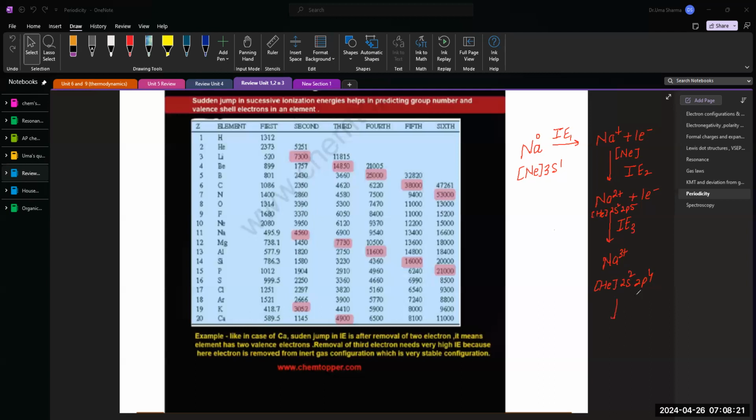Then keep removing. You can remove another. So we have IE1, IE2, IE3, IE4, and so on. You can remove all 11. You can go up to IE11. There are 11 electrons in sodium. Now the question is, what happens to these ionization energy? Are they increasing or they are decreasing?